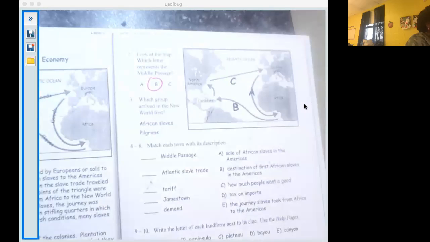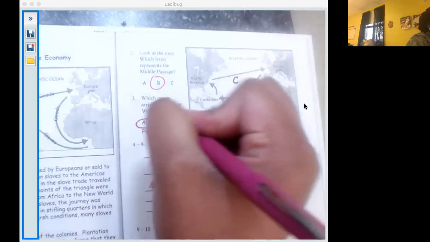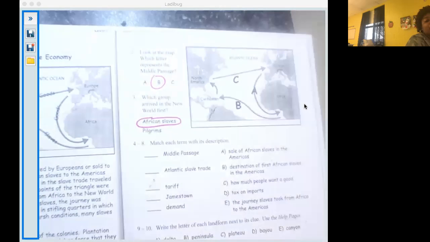Which group arrived in the New World first? The answer here is African slaves. They were brought here about a year before the Pilgrims came to Plymouth.